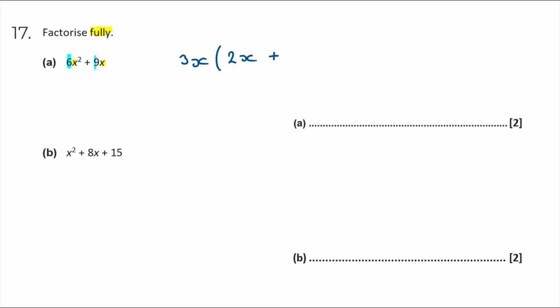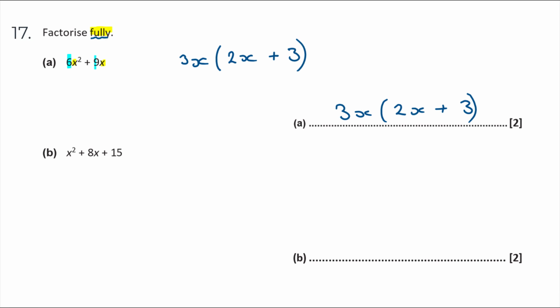And then plus, what do I need to multiply 3x by to get 9x? Well, I need to multiply it by 3. So my solution is 3x lots of 2x plus 3. Now, if you only spotted the x or you only spotted the 3, you're probably only going to get 1 mark out of the 2 available. Like I say, the key word there is fully. When you see that, it's a big clue that there are 2 or more factors to find.